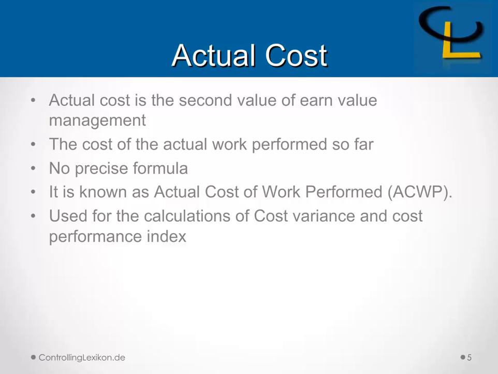The actual cost is the second value of earned value management, and it's the cost of the actual work performed so far. There is no precise formula to calculate the actual cost, and it's known as the actual cost of work performed, ACWP, used for the calculations of cost variance and cost performance index.